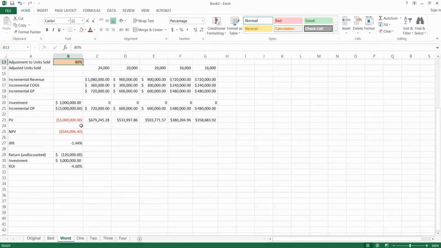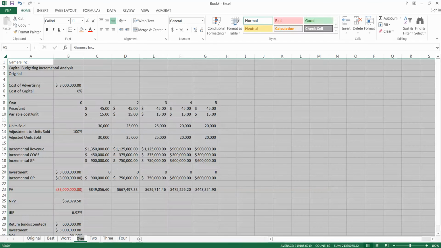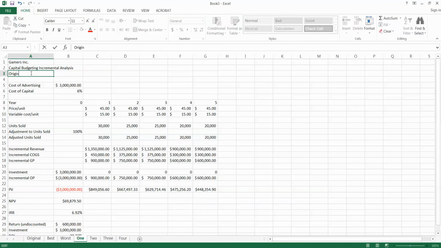Let's look down. Ooh, not so good. Negative net present value, negative internal rate of return, ugh, and even a negative ROI. So we are pretty sensitive to the level of sales, and a 20% swing can either make our numbers very positive or, in this case, very negative. All right, let's go to sensitivity analysis 1. We're going to label it 1.